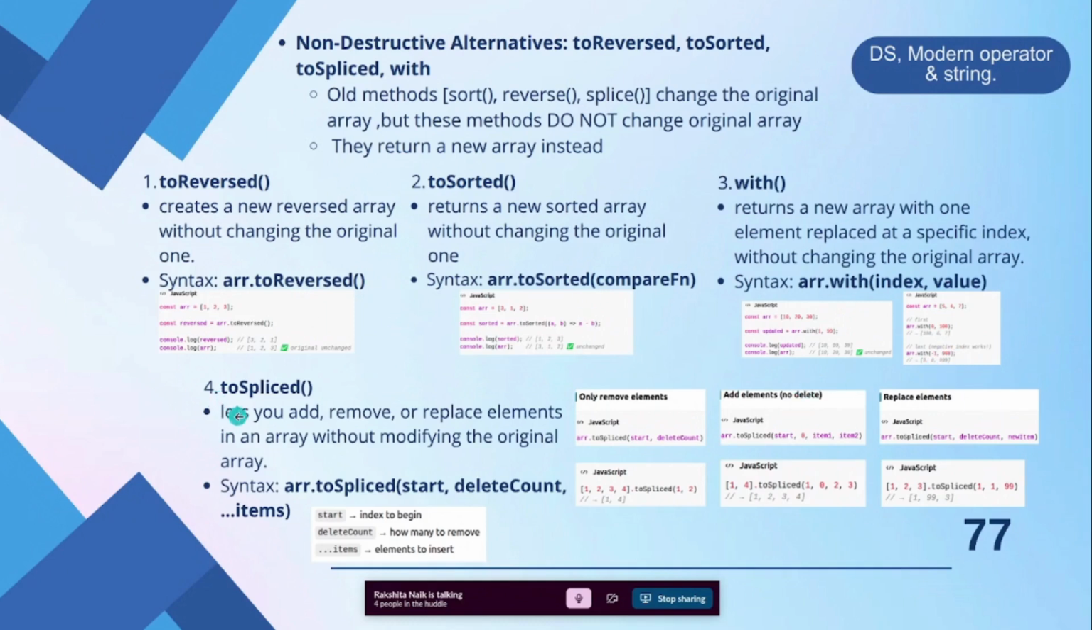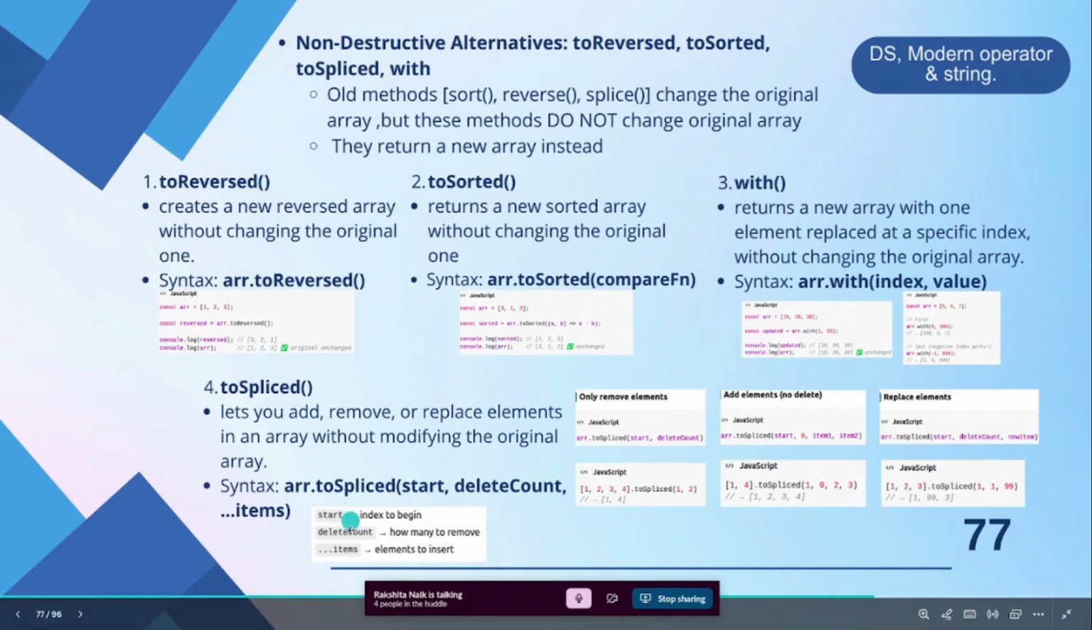So then toSpliced. To splice means to add, remove and replace elements in the array without modifying the original array. In the case of splice, the original will be changed, right? But here, toSpliced will not change the original. So here you can see start, the index to begin; delete count, how many to remove; and items, how many items to insert.